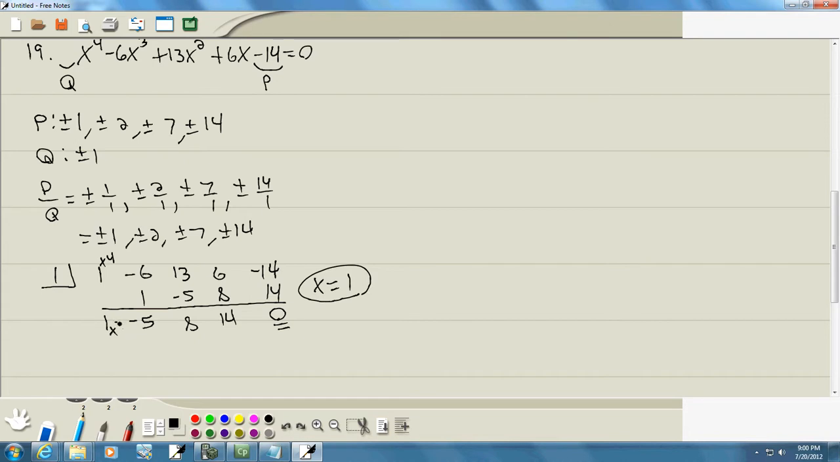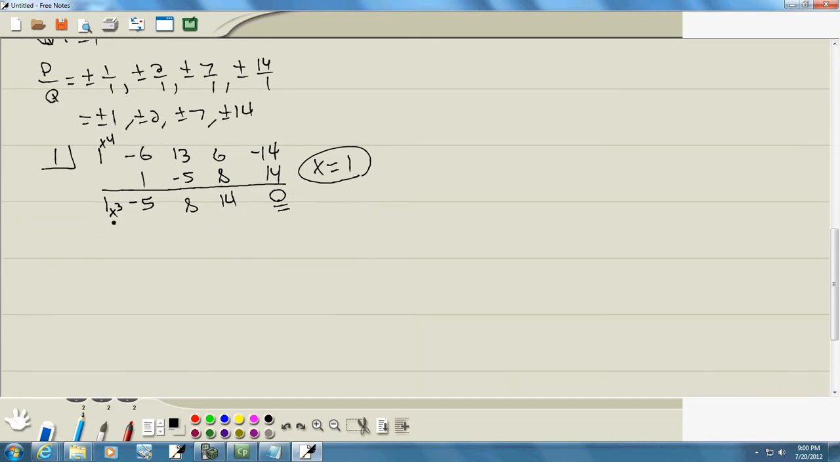And we're now down to x to the third. Well, we want to keep going. Now I'm going to try 1 again. There's nothing saying it doesn't repeat. And I want to do it on the line I just found. So I got 1, negative 5, 8, and 14. Keep in mind this is x to the third. Add, multiply, add, multiply, add, multiply, and we don't get a 0. So let's go to our next one.